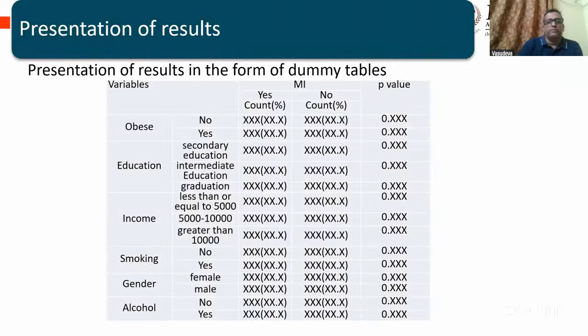Okay, and these are the templates for reporting. If I have categorical variables, the outcome has to be taken in the columns, and all the exposures have to be taken in the rows. The frequency and percentage have to be reported with 1 decimal place. And this is the p-value.